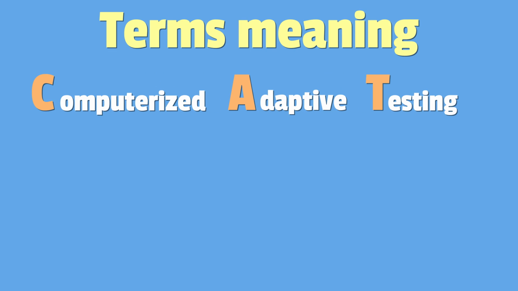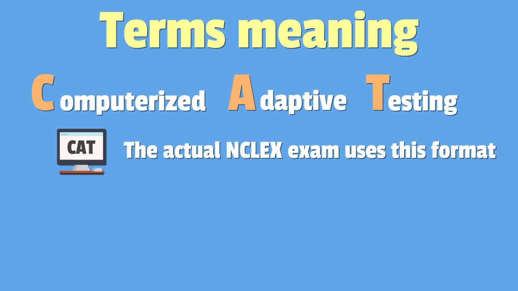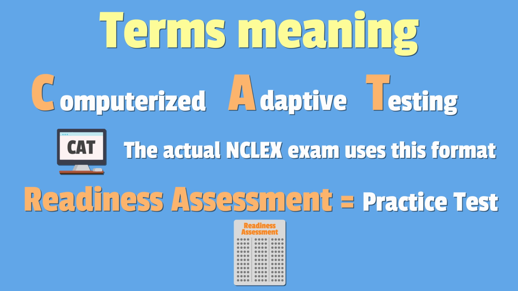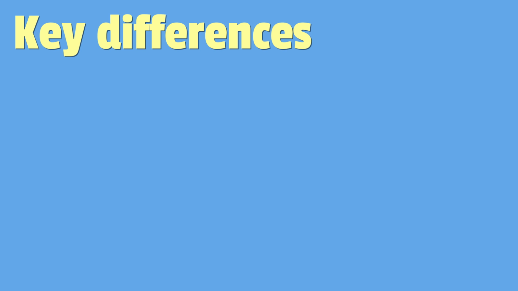CAT stands for Computerized Adaptive Testing. This is a format used in the actual NCLEX exam. Now, on the other hand, a readiness assessment is essentially a practice test designed to gauge your preparedness for the NCLEX. Now, let's dive into the key differences between each of these exams.